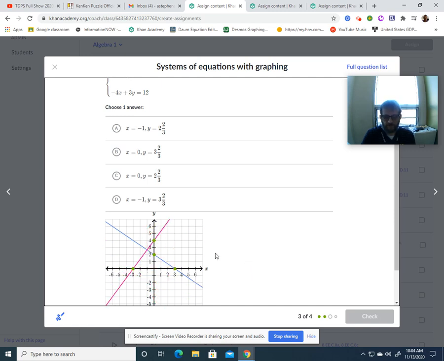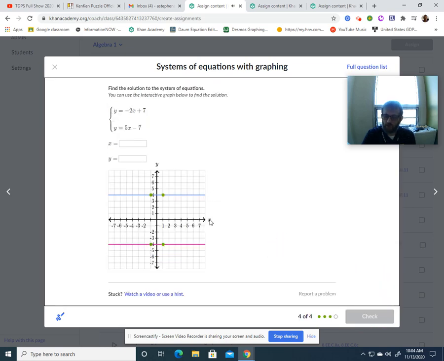So that's 0, 4. So there's my graph. Now, I want to know what the answer is. Well, the lines intersect at negative 1. You went left. So it's either these two. Now, it's bigger than 2, but less than 3.